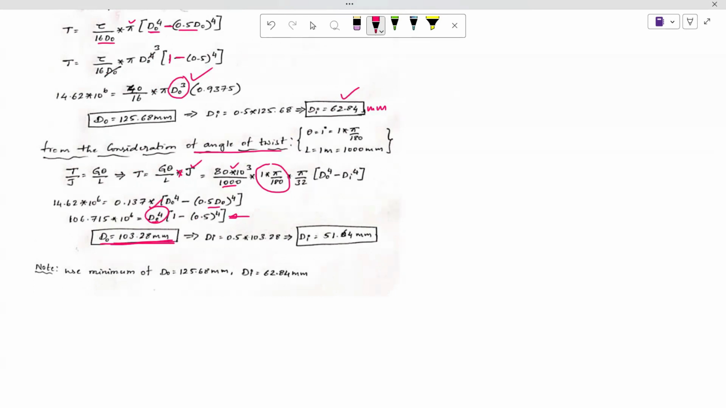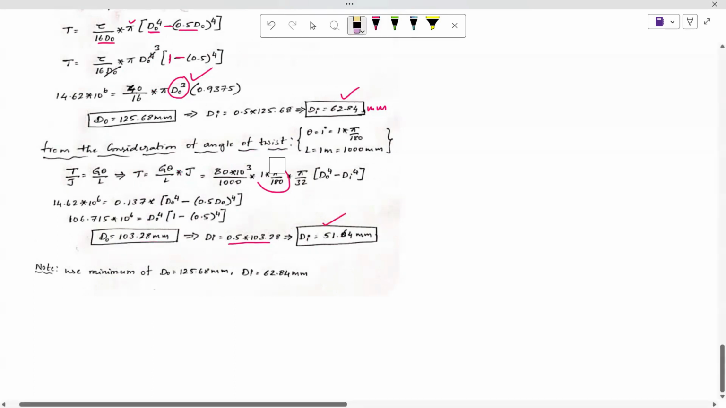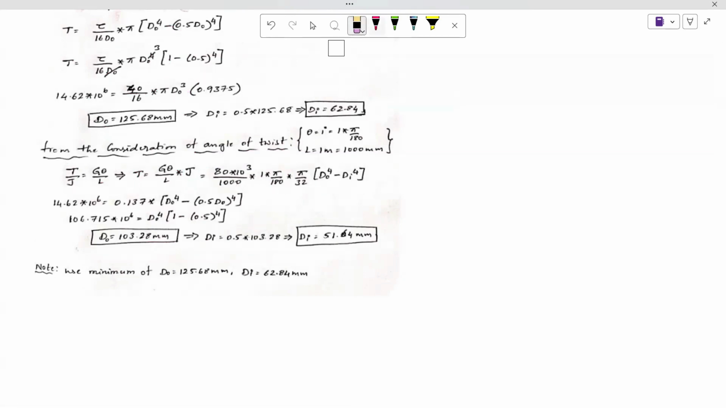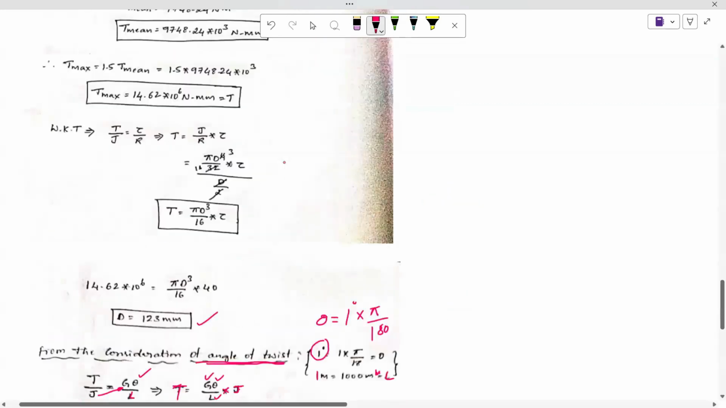That is 103.28. After finding this, substitute in the given equation, di is equal to 0.5 times d naught, so di will be 51.64. So for these two conditions, before considering the angle of twist and after considering the angle of twist, the diameter will be maximum before considering the angle of twist. So you need to use this diameter, 125.68, and the internal diameter is 62.84. These are the values you need to find for this particular problem.